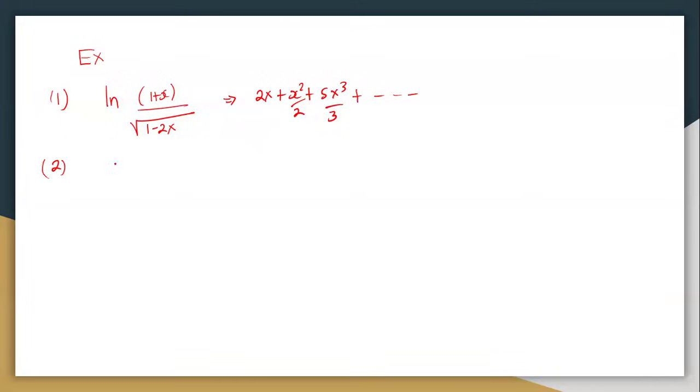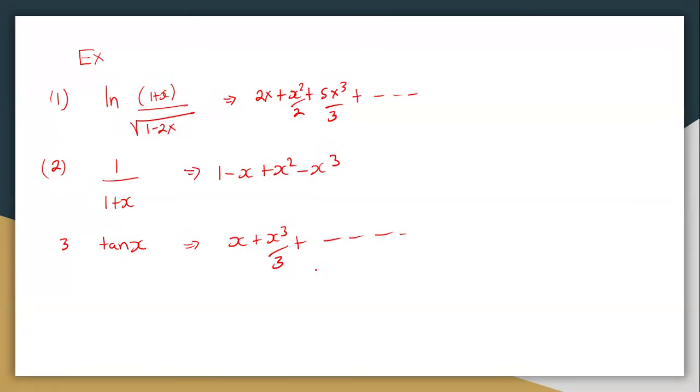Number 2: 1 out of 1 plus x. Show that your answer, still using Maclaurin's theorem, is this. Then the third one is tan of x. Show that for tan of x you get x plus x cubed out of 3, plus and so on. I think those will be enough for us to try out and see what we come up with. Unless someone has a question, but the key thing is, do you know how to differentiate? If you know how to differentiate, then other things will become very easy.